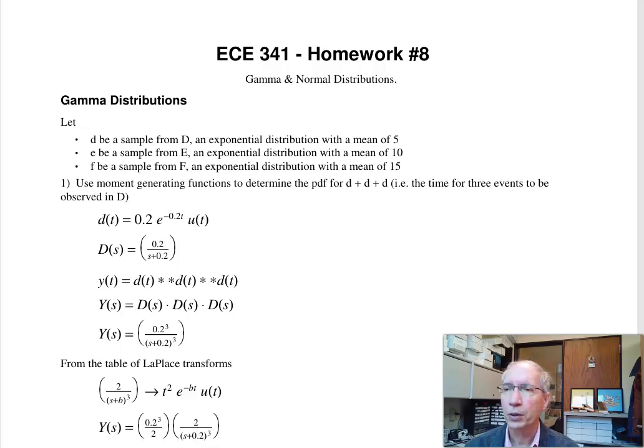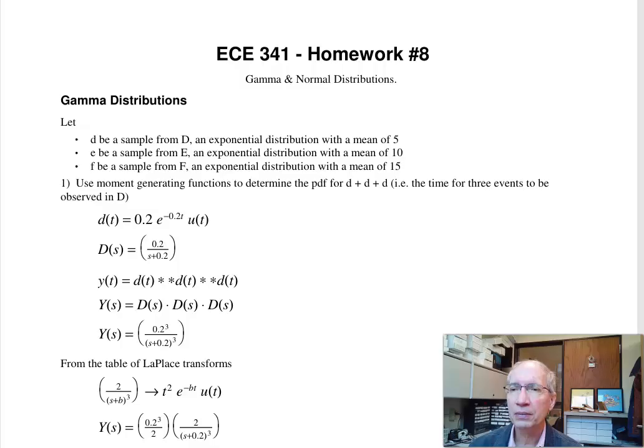Here are solutions to homework set number 8 for ECE 341 random processes. In this homework set, we're looking at gamma distributions and normal distributions. Now, the first problem is suppose D is a sample from an exponential distribution with a mean of 5.